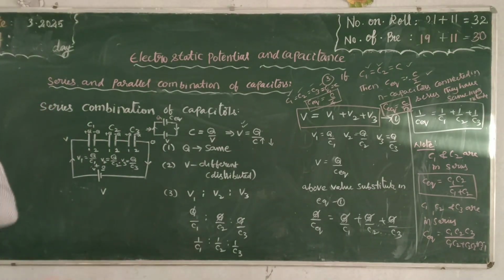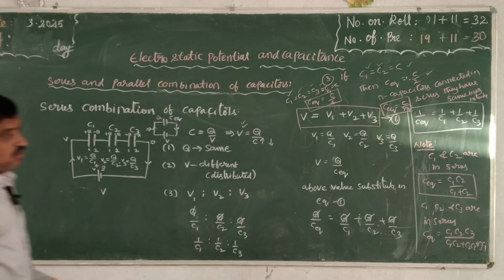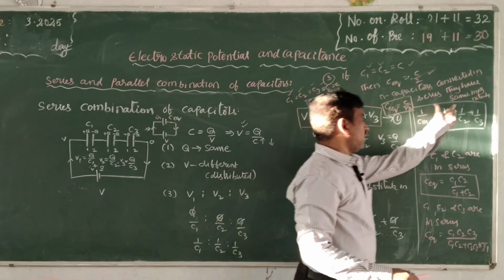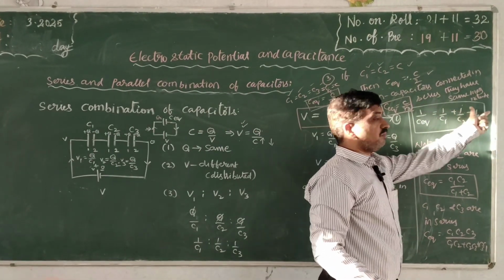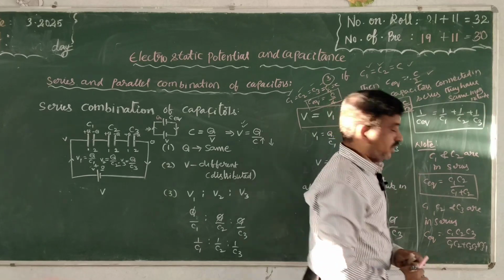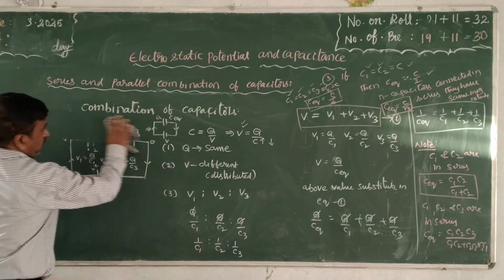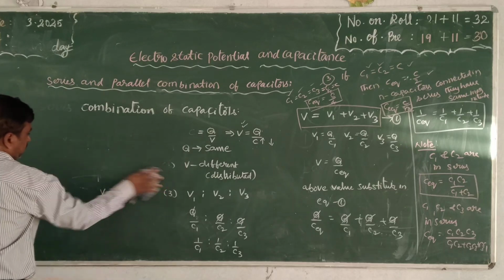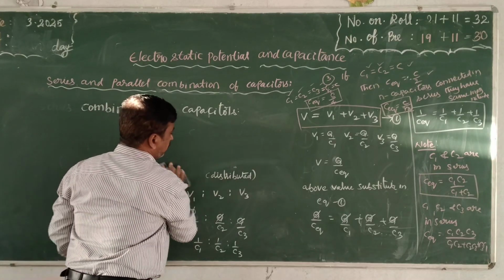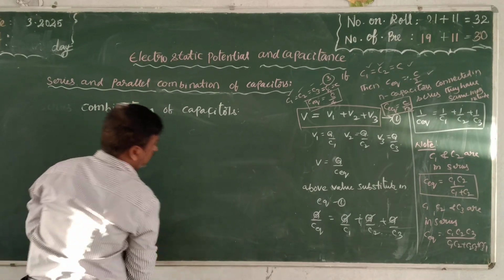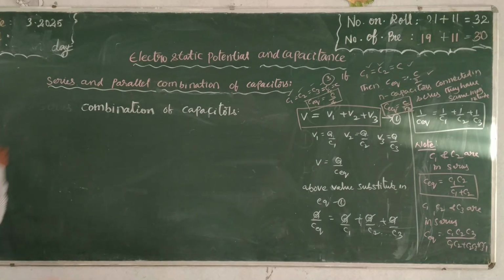Yes? So what is the series combination? Equivalent capacitance: 1 by C equivalent equal to 1 by C1 plus 1 by C2 plus 1 by C3, and so on we can write it. This is the series combination. Now see, we discuss parallel combination of capacitors.